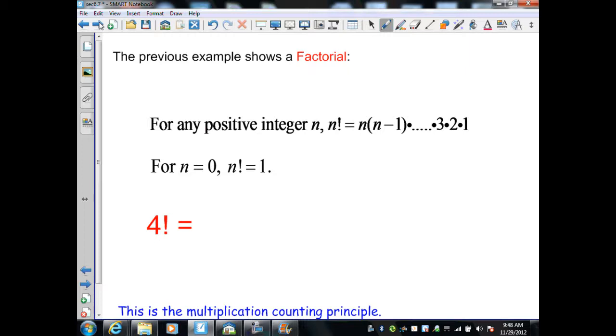The previous example shows what is called a factorial. A factorial is written as an integer n followed by an exclamation point. I start with that integer and then reduce down until I get to 1, and then I multiply that order of numbers. So here's an example. I have 4 factorial, 4 times 3 times 2 times 1. And that gives me 4 times 3 is 12, times 2 is 24, times 1 is 24, as shown in our previous example. So that is our multiplication counting principle, also for factorial.